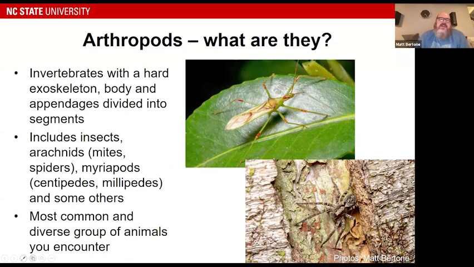So arthropods are invertebrates with a hard exoskeleton, body, and appendages divided into segments, and other features. This spider and this assassin bug are both arthropods, but this includes insects, arachnids like spiders and mites, myriapods like centipedes and millipedes, and some others. There's even some things that we like to eat, like shrimp and crabs and lobsters in the ocean. But it is the most common and diverse group of animals you encounter, especially on a daily basis.